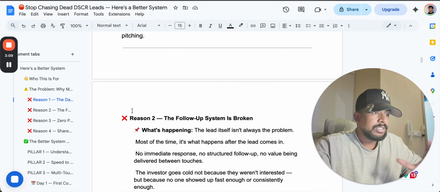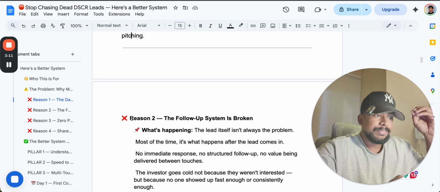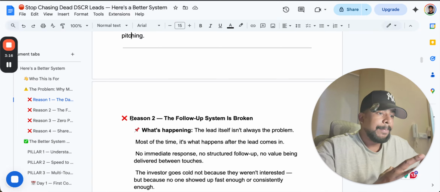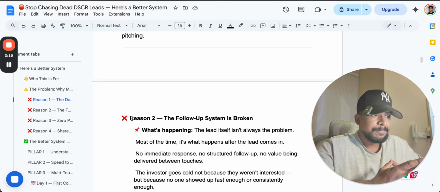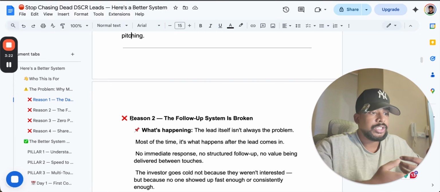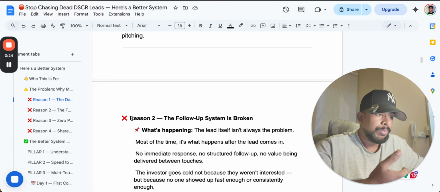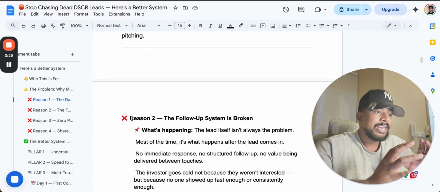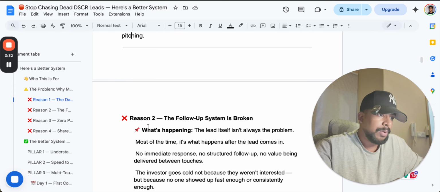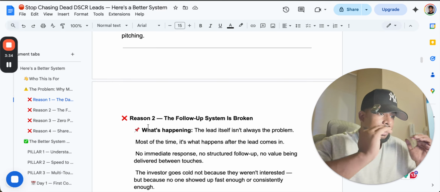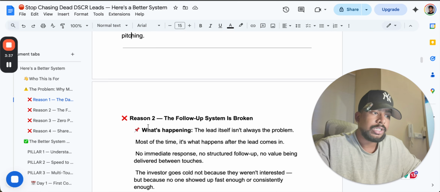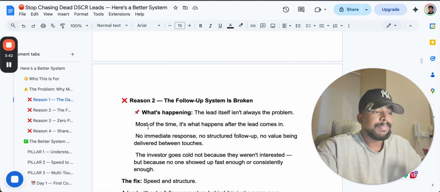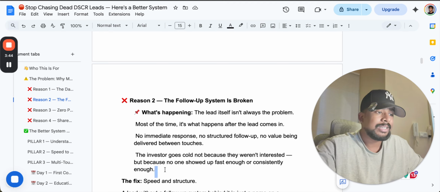All right. Reason number 2, your follow-up system is broken. See, the lead itself isn't always the problem. Most of the time it happens after the lead comes in. There's no response build-up, there is no follow-up going on, there's no value being delivered between touches, and simply most lenders and officers directly pitch for an application and appointment. You need to bridge the gap first before you actually ask for the call to action. The investor goes cold not because they weren't interested, but because no one showed up fast enough or consistently enough.